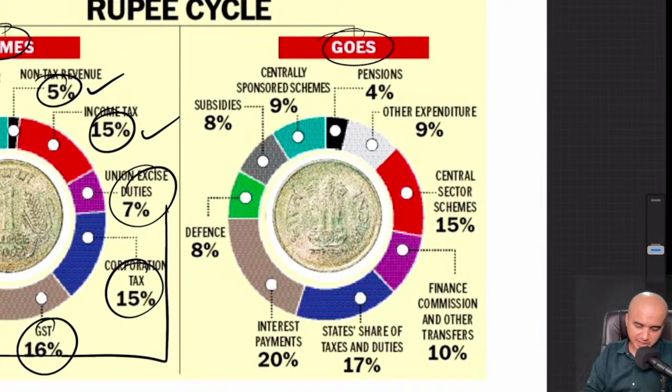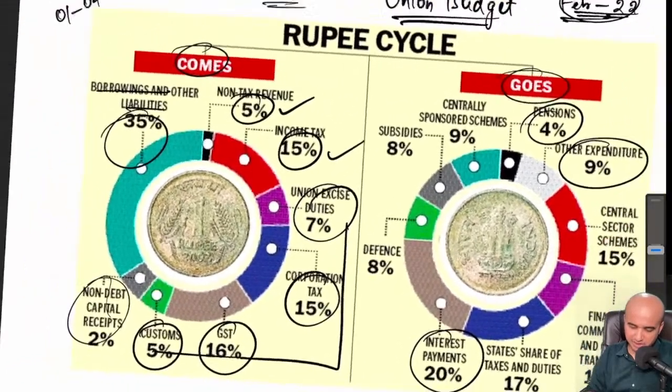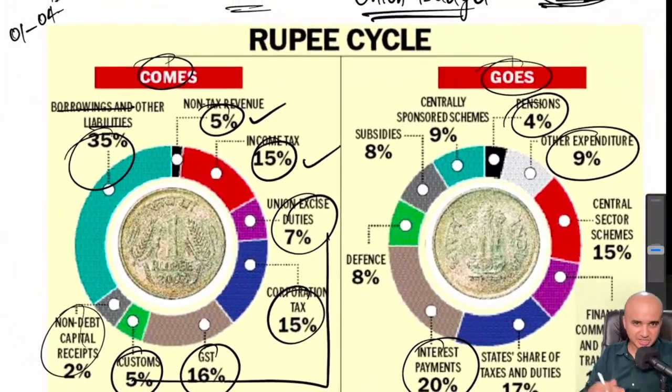So, now they are spending 4% on pensions. Other expenditure, 9%. Where is the major chunk going? Look at this, interest payments. So 20%, that is the biggest figure here. 20% is going towards interest, because if you look at where the rupee is coming from, the biggest chunk is actually coming from the borrowings and liabilities.